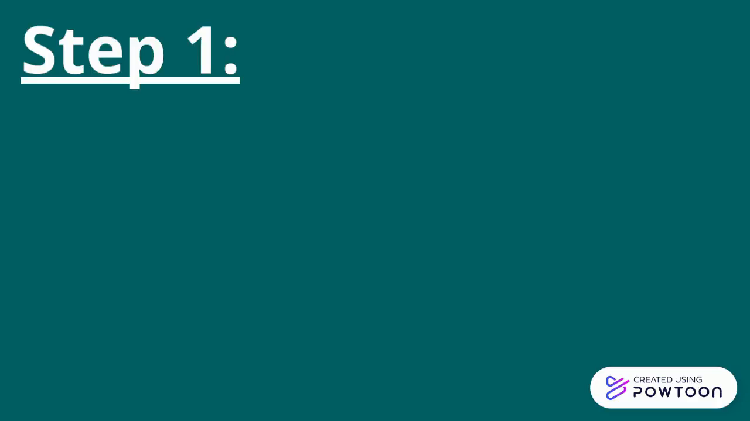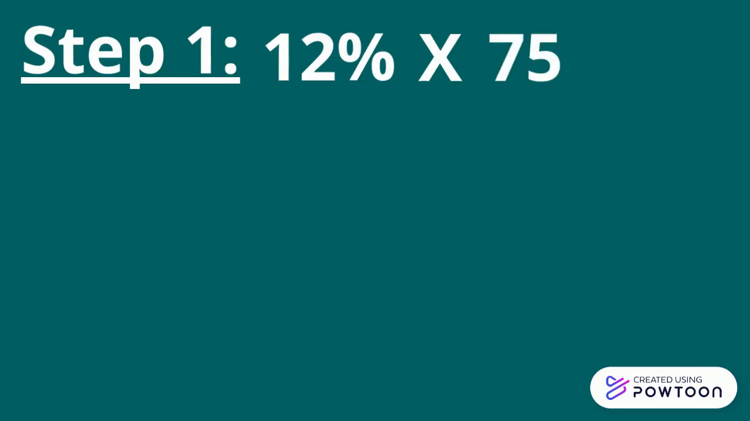First step, we need to calculate the expected number of students out of the 75 that would be diagnosed with depression. This would look like this. Next, we will need to construct a table that looks like this.